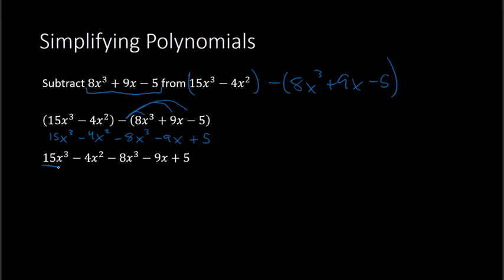So we see the x cubes can go together. 15 minus 8 would give me 7x cubed. And then x squareds, there's only that, so that just stays by itself. X to the first power, so negative 9x, that's by itself as well. And the plus 5 is also by itself. So the only thing that can combine would be the x cubes, and your final expression would be 7x cubed minus 4x squared minus 9x plus 5.